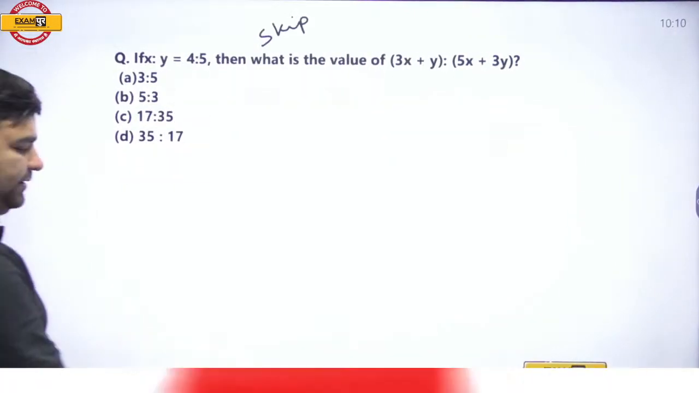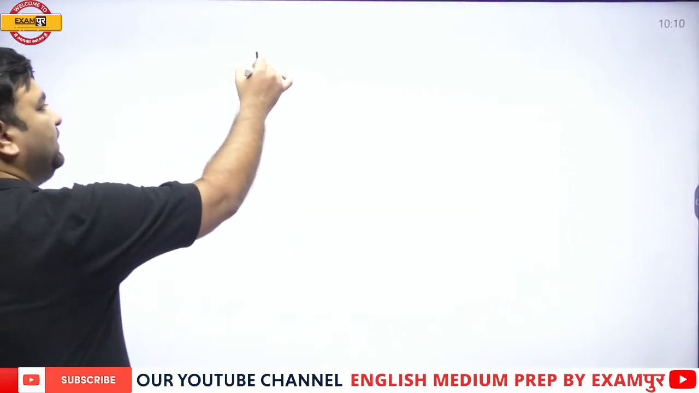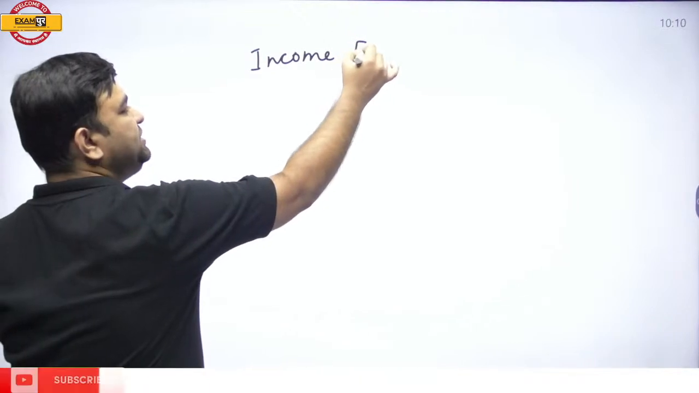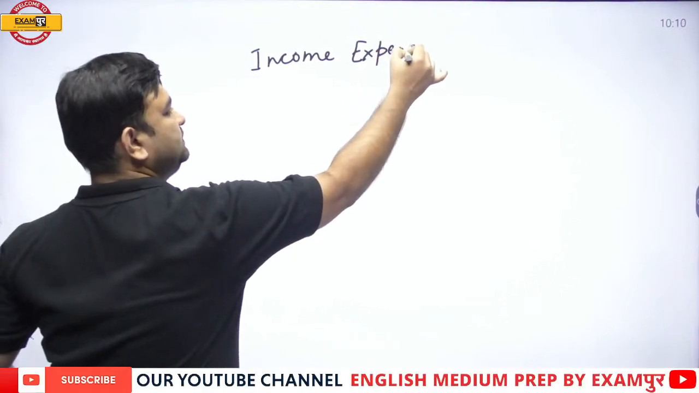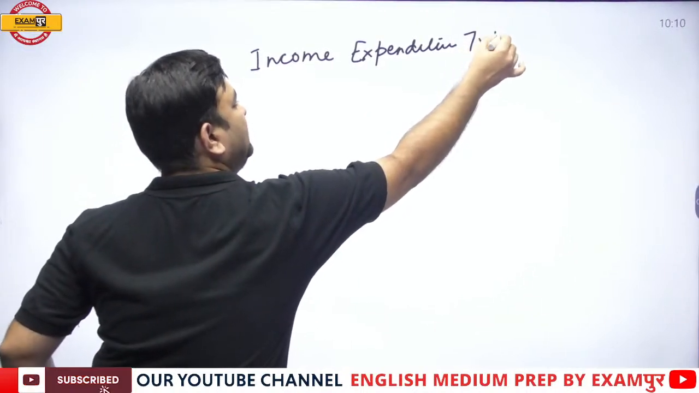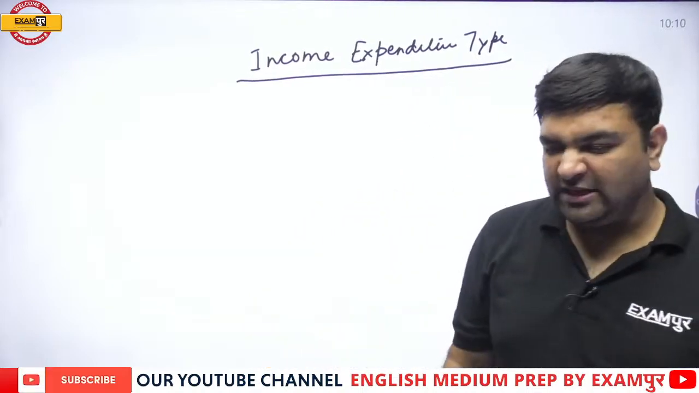Make the next heading as income expenditure type.